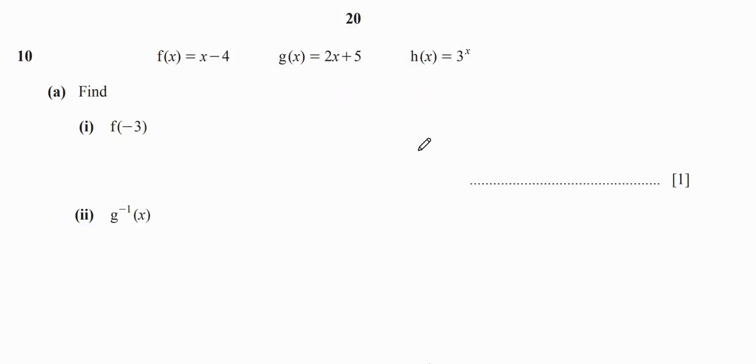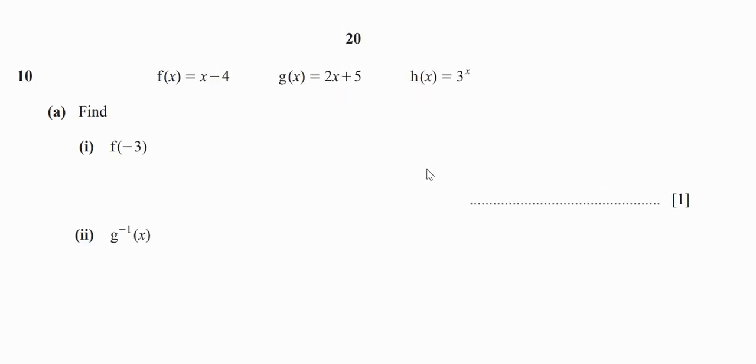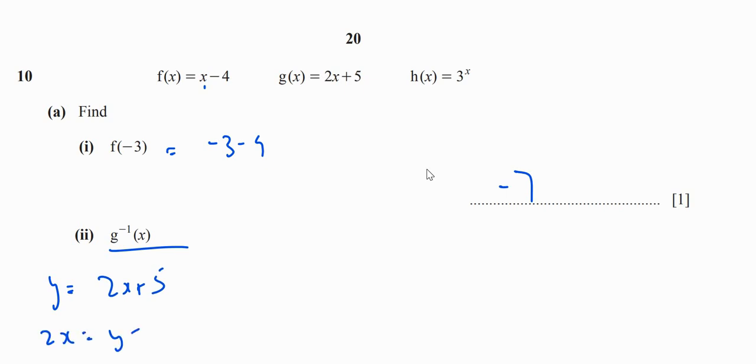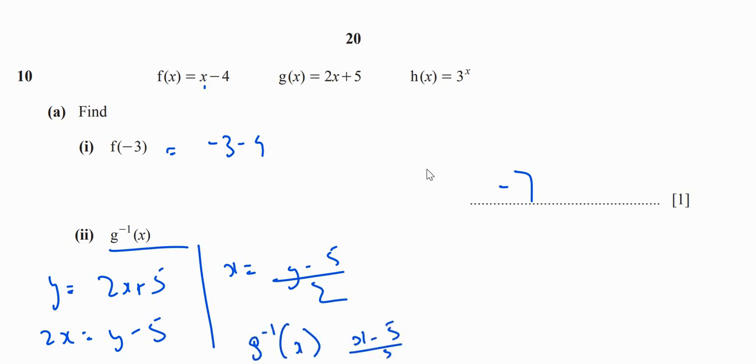Moving on. Okay, not many questions. So find f of negative 3. So I will write, instead of x, I will write negative 3, negative 4. That becomes negative 7. g inverse x, basically I'll say y is equal to 2x plus 5. 2x is equal to y minus 5. x is equal to y minus 5 upon 2. g inverse x basically becomes x minus 5 upon 2.